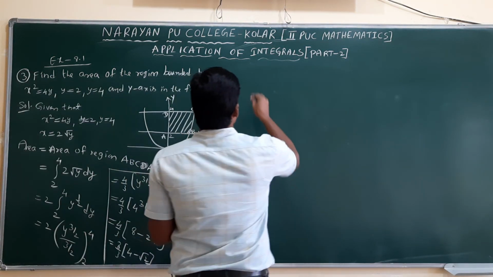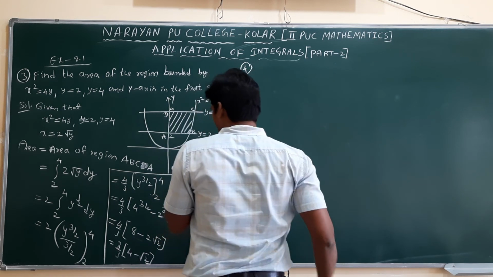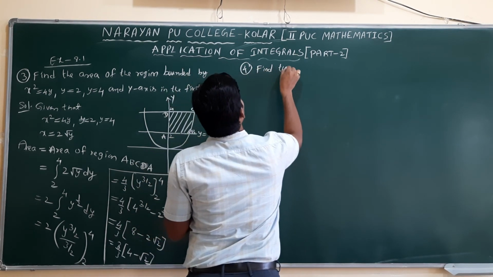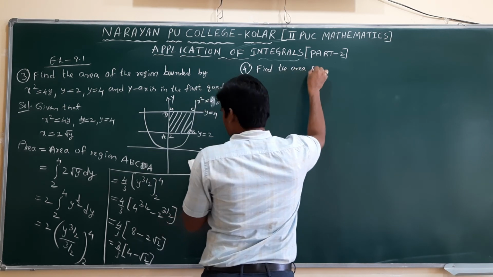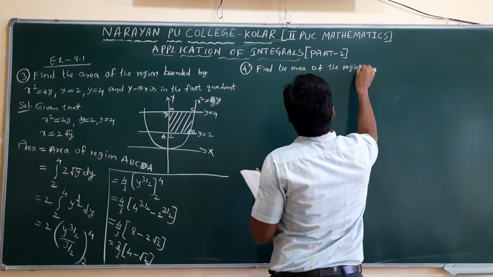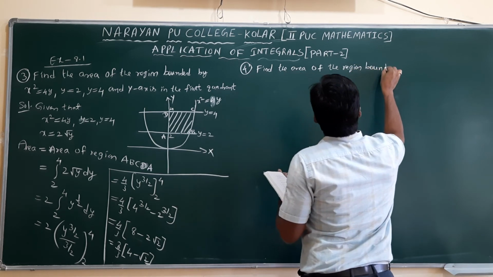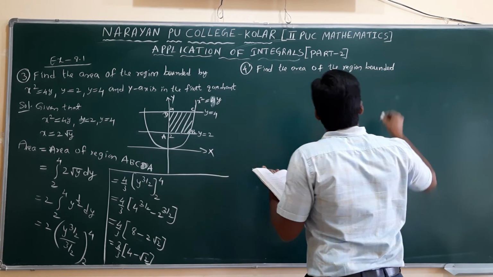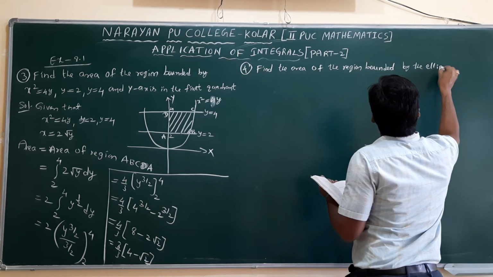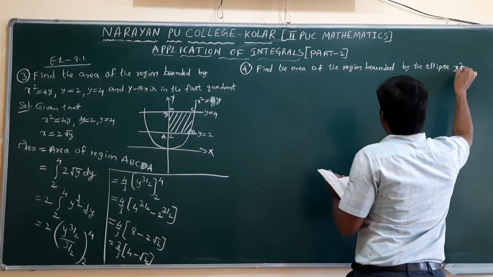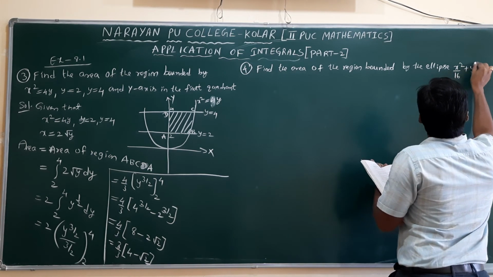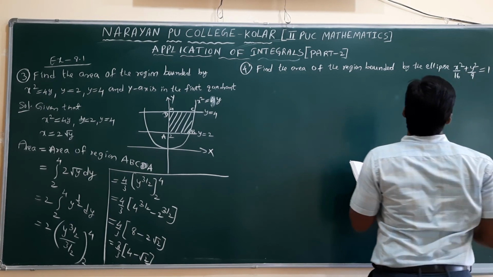Next, question number 4. Find the area of the region bounded by the ellipse x square by 16 plus y square by 9 equal to 1.